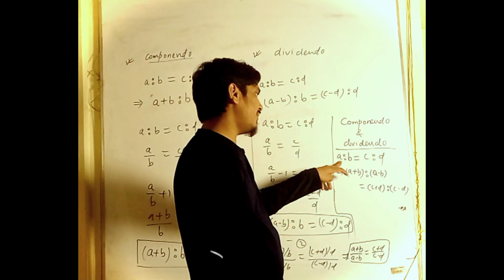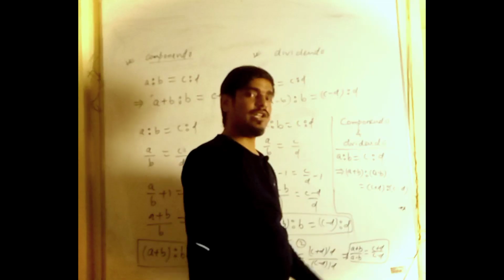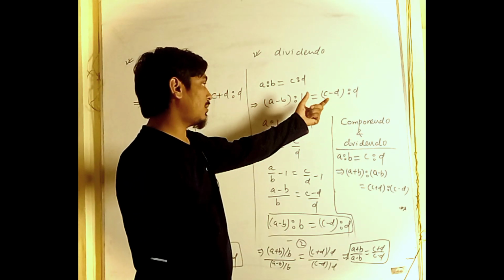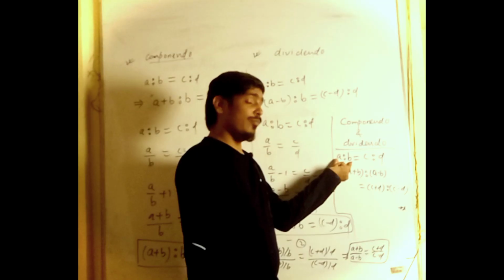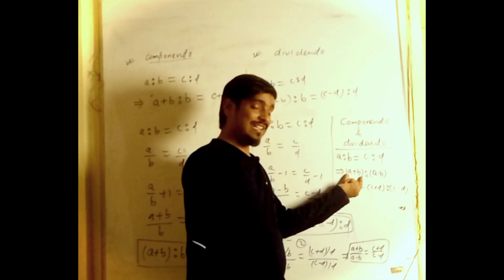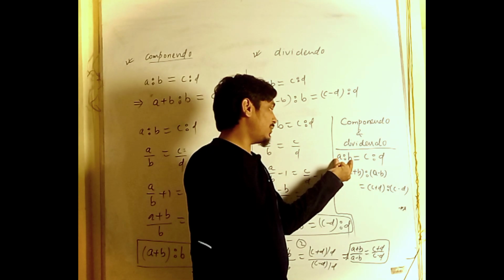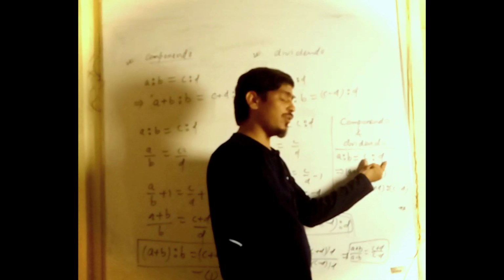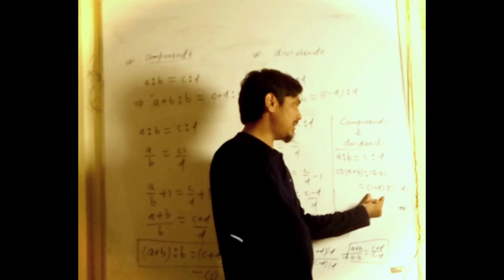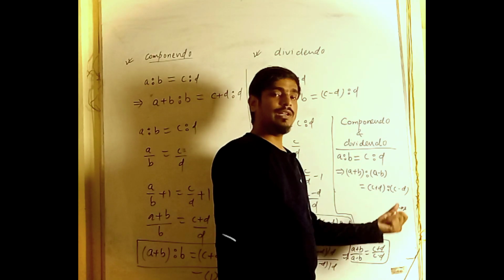So whenever we are given a ratio b is equal to c ratio d, by the properties of componendo and dividendo, we can write it as the sum of both in the antecedent and the difference of the two in the consequent. Likewise on the right also, the sum of both in the antecedent and the difference of both in the consequent.